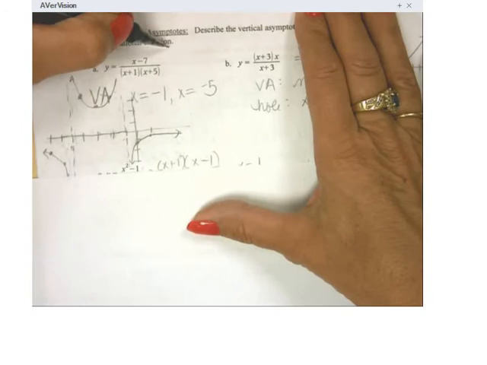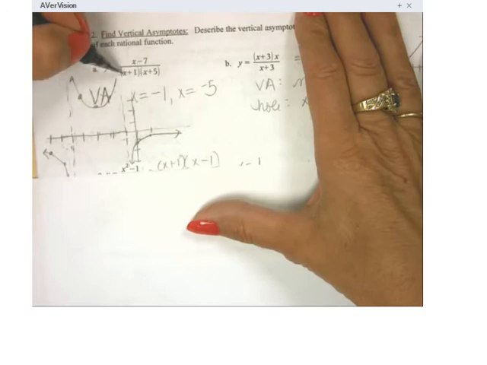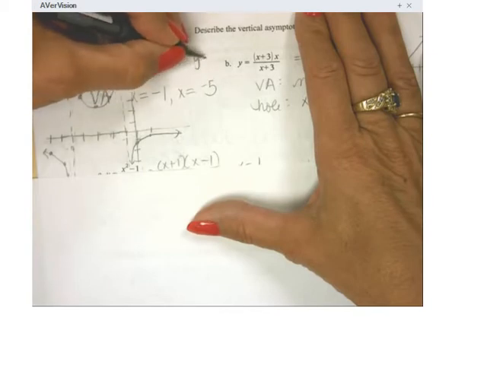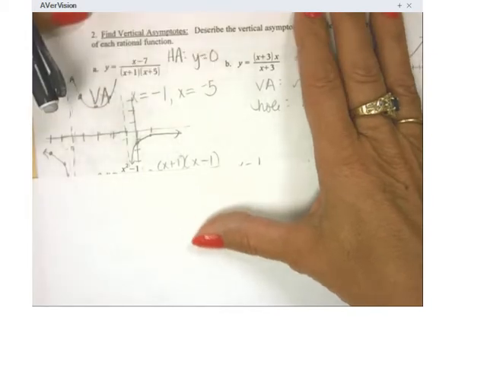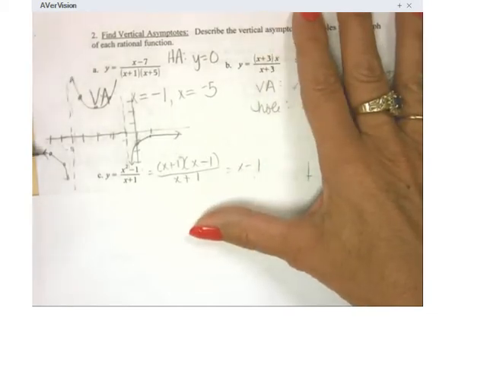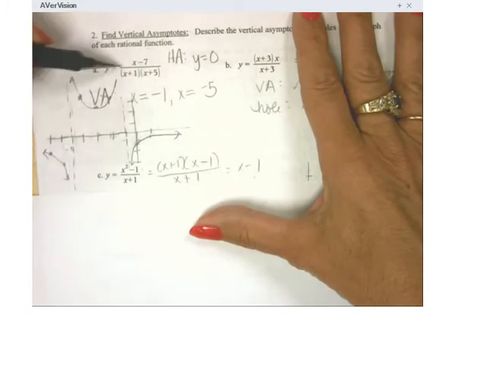So I went through and I dotted in my x equals negative 5 and dotted in my x equals negative 1. Now I also could see that the degree of the numerator was 1 and the degree of the denominator was 2. And since the power of the numerator is smaller than the power of the denominator, we were going to have a horizontal asymptote at y equals 0.